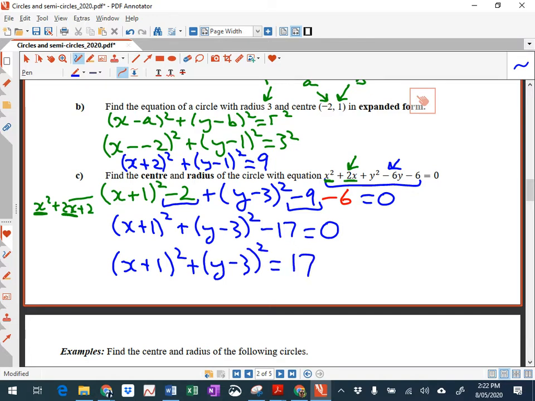So the centre of the circle, let's write that down. So that means centre is -1, 3, and the radius is the square root of 17. Because remember, this here is r squared. So if r squared is 17, r is root 17. Okay, that's that question done.